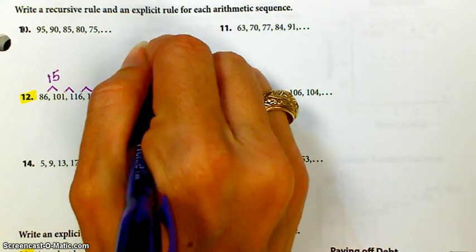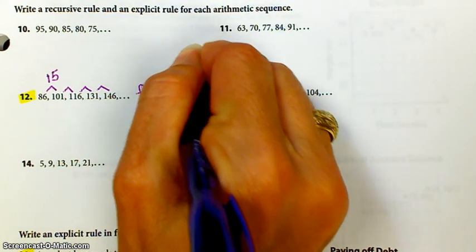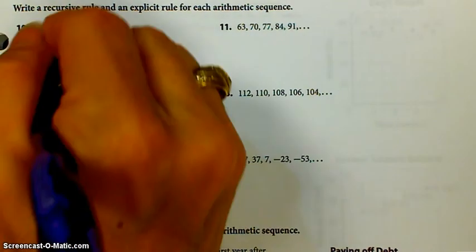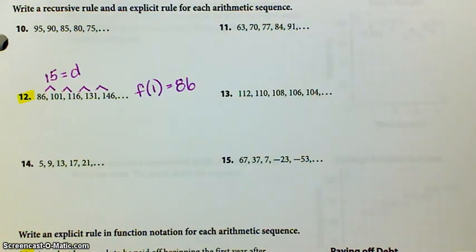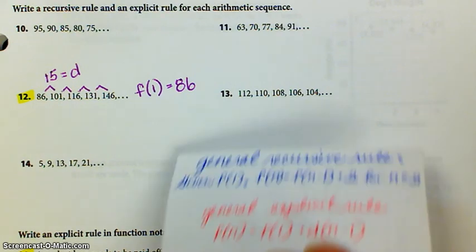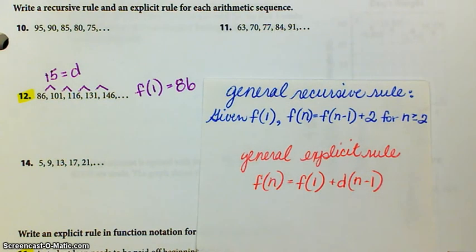And my first term is 86. So 15 is my d, 86 is my first term. So you're doing the same thing. You're writing a recursive rule and an explicit rule. There's your little cheat sheet if you need it. Write those down. So press pause, write them down. When you think you have them, press play, see how you do.